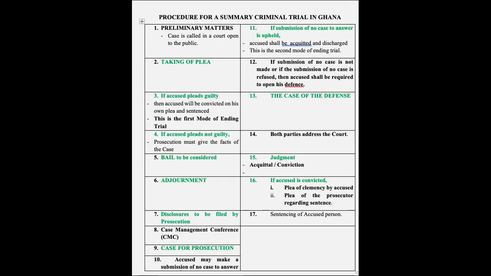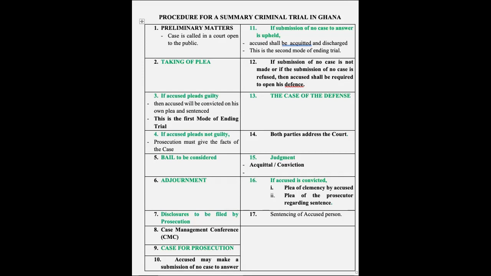That's number 9. The prosecution has to present their case, all of their witnesses, PW1, PW2. They all have to lead their evidence and they'll be cross-examined. After that, the accused person may make a submission of no case to answer. And number 10. Number 11. If the submission of no case to answer is upheld, then the accused shall be acquitted and discharged. This is the second mode of ending the trial.